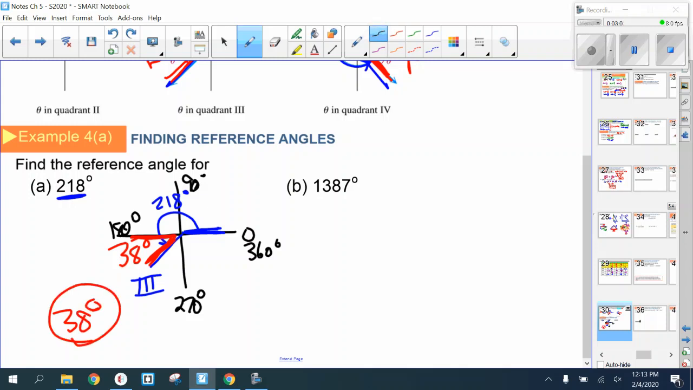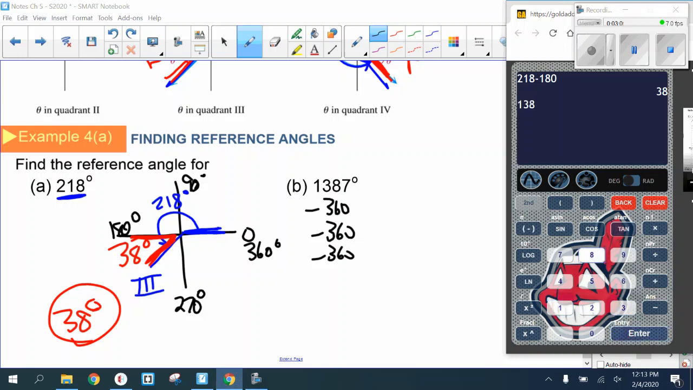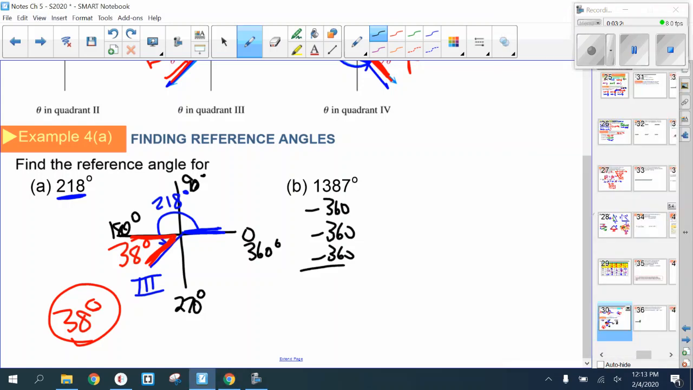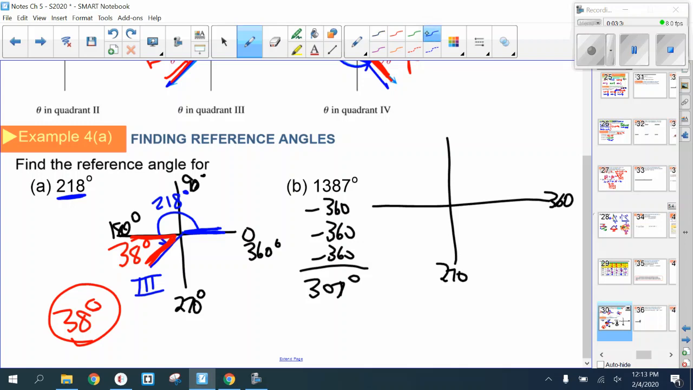The next one, I want to subtract 360 a few times because basically I just want to know where this is. Once I get down to the least positive coterminal, which is 307, that's good for me because I know where that is. I can picture that. I know all the way around is 360 and right here is 270. So 307 must put me in the fourth quadrant somewhere. And so does 1387, but 307 is just easier for me to picture.